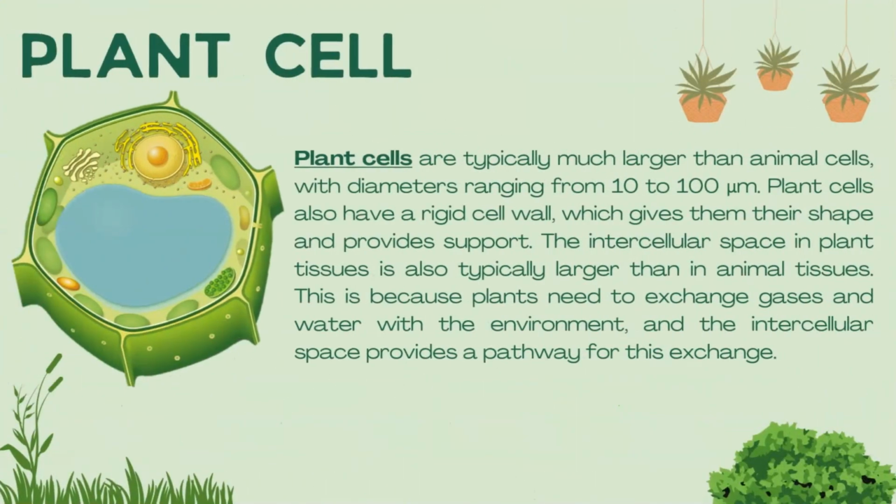Plant cells are typically much larger than animal cells, with diameters ranging from 10 to 100 micrometers. Plant cells also have a rigid cell wall, which gives them their shape and provides support. The intercellular space in plant tissues is also typically larger than in animal tissues. This is because plants need to exchange gases and water with the environment, and the intercellular space provides a pathway for this exchange.